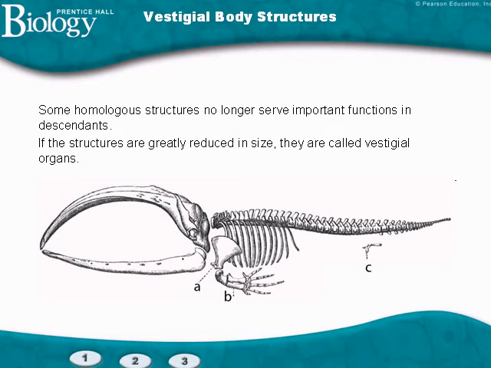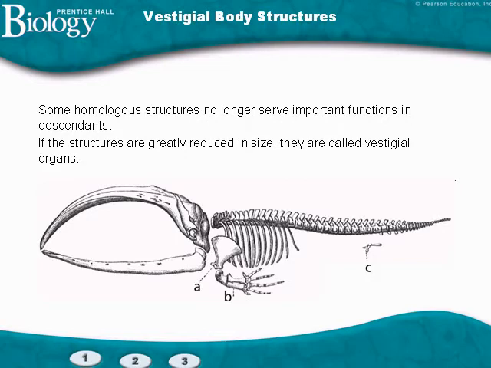Now, there aren't just homologous structures. There are also what's called vestigial body structures, and these are ones that no longer serve very important functions, and they're often reduced in size, and often they don't serve any purpose. And this is a skeleton of a baleen whale, I believe, and if you look off right here, this is a hip bone, and we all know that a whale doesn't have hips, so this is a leftover bone from the common ancestor that whales share with other mammals.